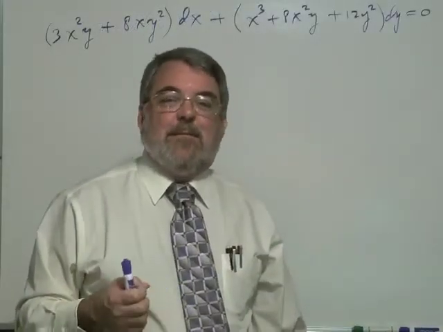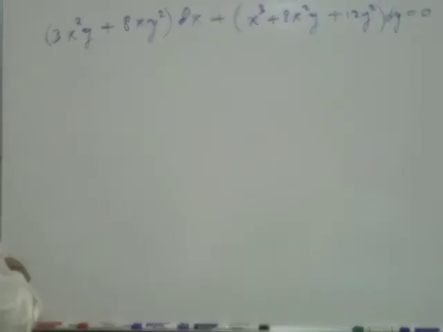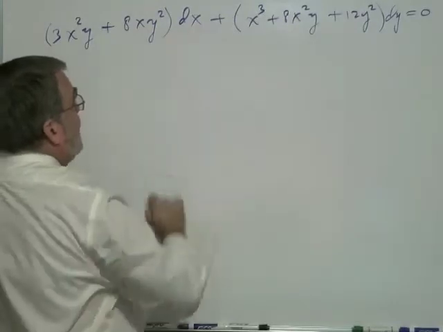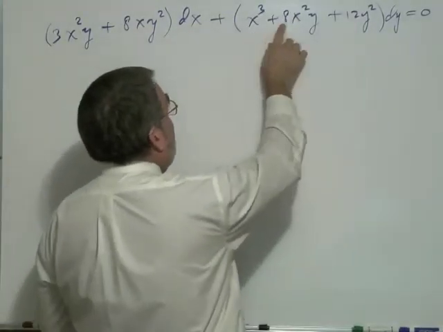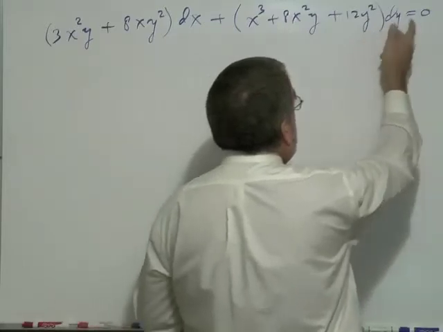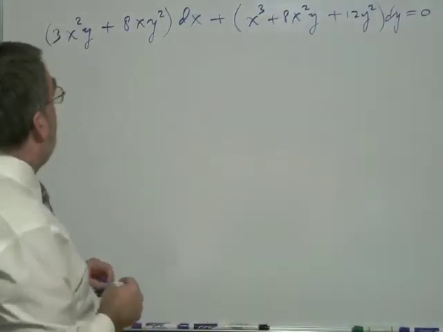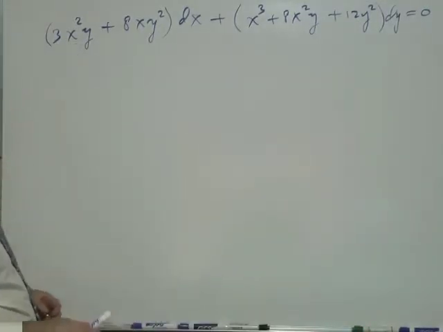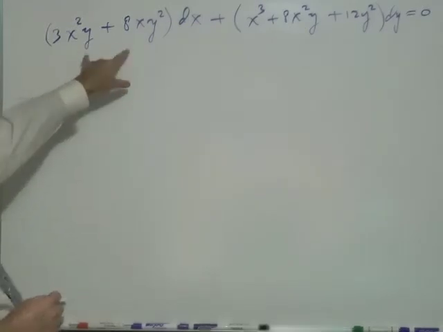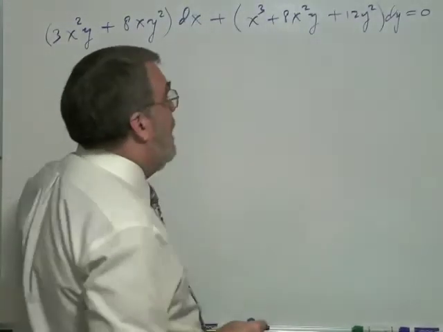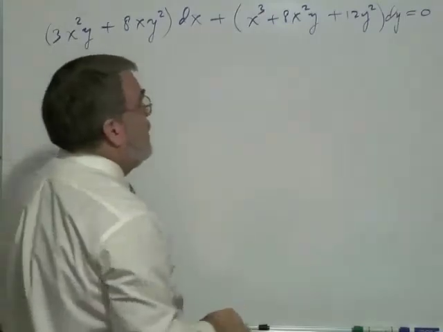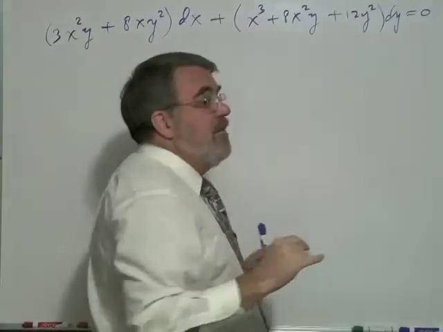Like I said, this is problem 4 on page 79. And let's read through it. Parentheses 3x squared y plus 8xy squared dx plus parentheses x cubed plus 8x squared y plus 12y squared dy equals 0. So it's a first order differential equation, but it does not have linear coefficients, and it's not homogeneous. Now these terms are degree 3. 2 plus 1, 3. 1 plus 2, 3. These two are degree 3 terms, but this is degree 2.